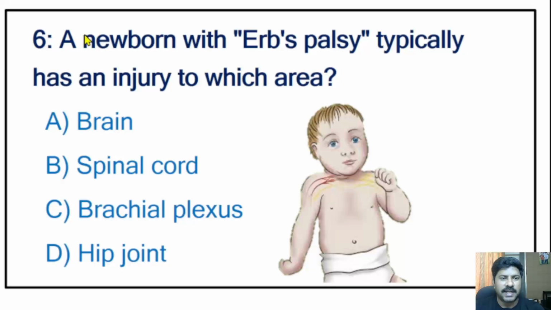Then the sixth question: a newborn with Erb's palsy typically has an injury to which area? Brain, spinal cord, brachial plexus, hip joint. The correct answer is that the injury will be on the brachial plexus. Here you can see the child's posture. There is a name for this posture. Can you comment it below? The typical posture seen in Erb's palsy.